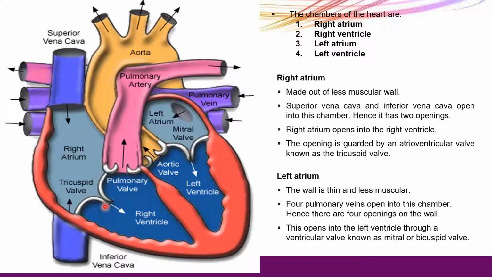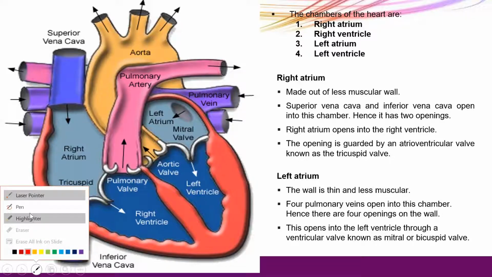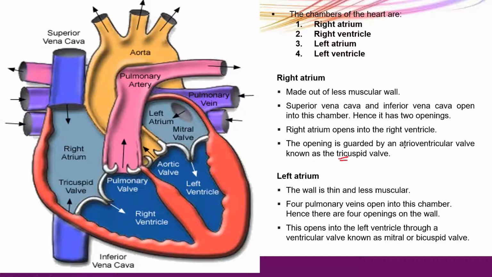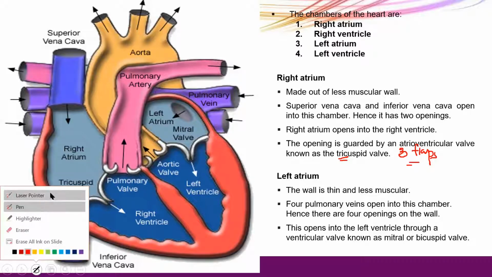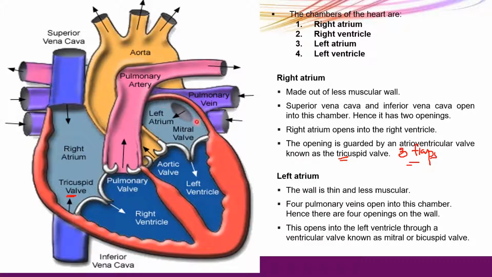But this opening is guarded by the atrioventricular valve, also known as the tricuspid valve. Tricuspid means it has three flaps. Let me write it here. So the right atrioventricular valve is known as the tricuspid valve. It has three flaps, and it is an opening which separates the right atrium from the right ventricle.